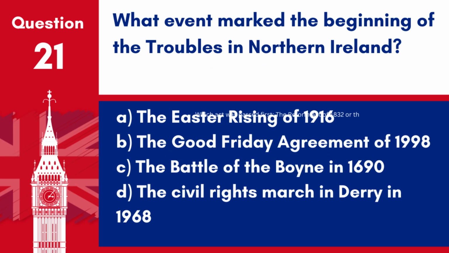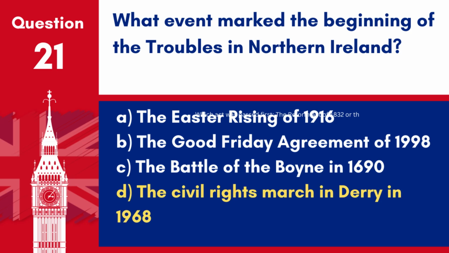Question 21. What event marked the beginning of the Troubles in Northern Ireland? A. The Easter Rising of 1916. B. The Good Friday Agreement of 1998. C. The Battle of the Boyne in 1690. D. The Civil Rights March in Derry in 1968.